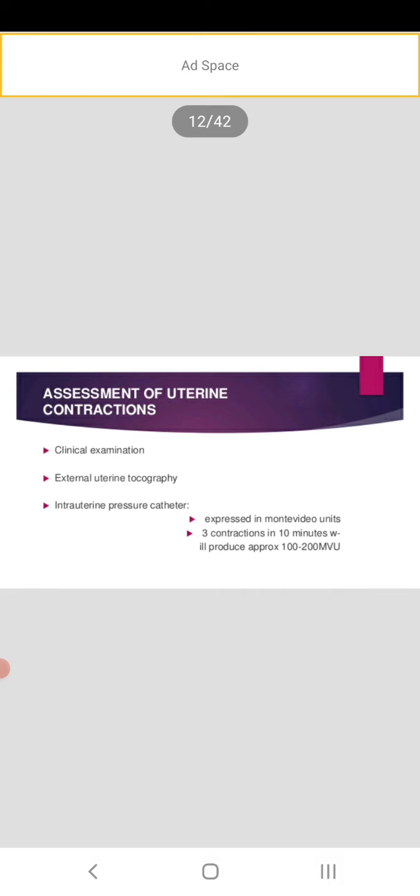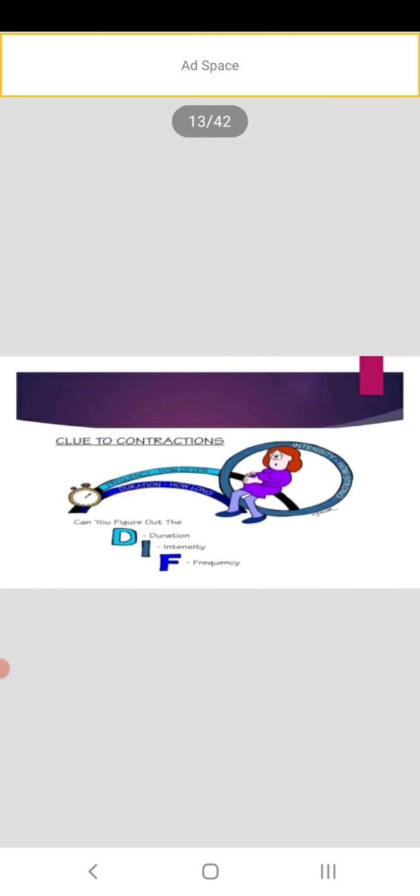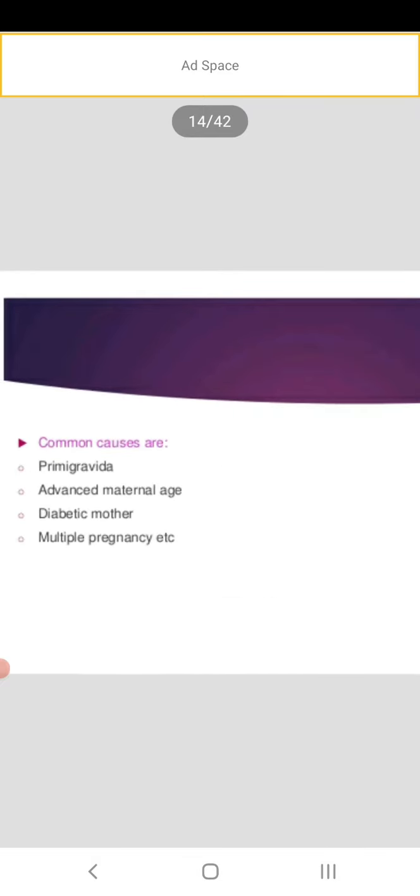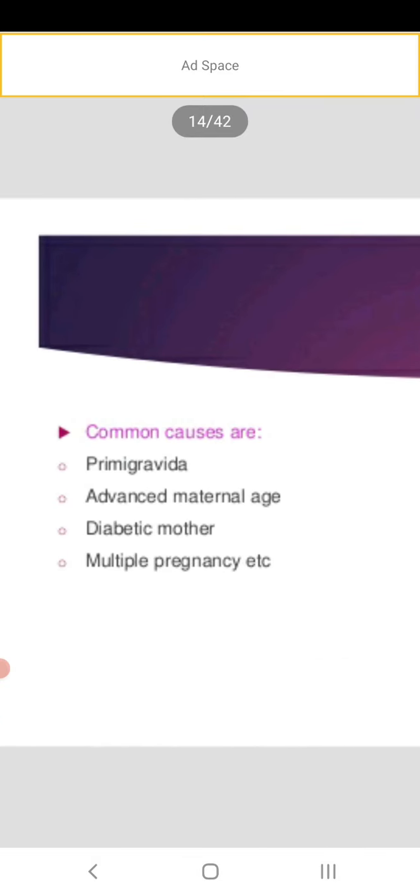Then 3 contractions in 10 minutes will produce approximately... that is, we can understand this by the labor study. Clue of contractions, that is, can you figure out duration, intensity, frequency. Then common causes are primary gravida, advanced maternal age, diabetic mother, multiple pregnancy.